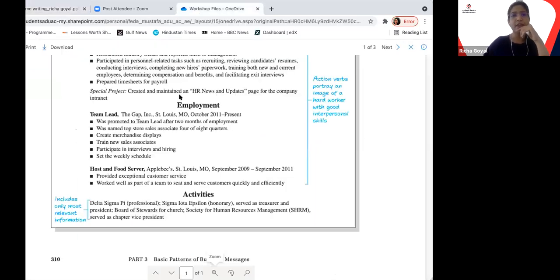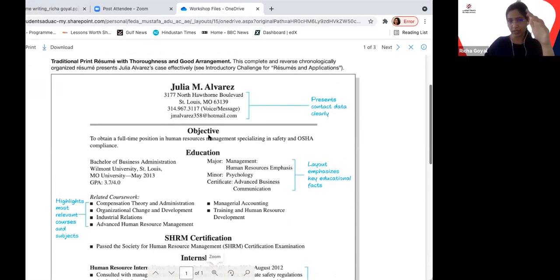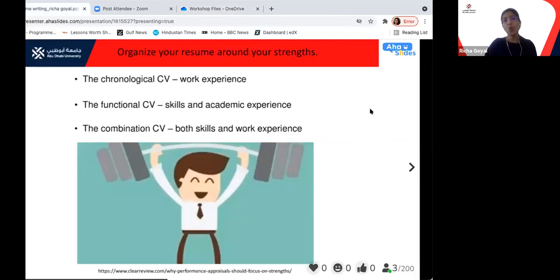Like here, these are the mandatory parts. You need the header, you need objective. Okay, this is optional. But what should go first, education or work experience? What do you think? What will you put first? Education? Well, yes and no, it really depends. It's very, very subjective. So you have to organize your resume around your strengths. If you have a lot of work experience, skills, bravo, okay, very good.